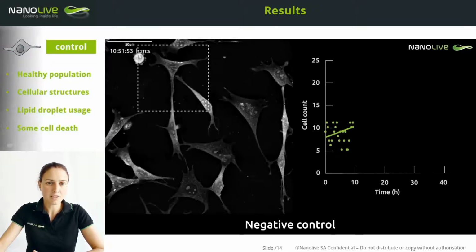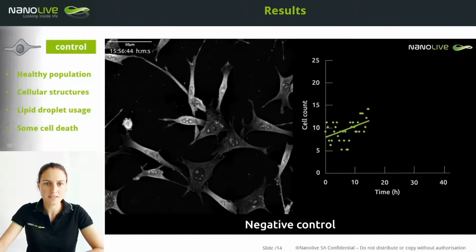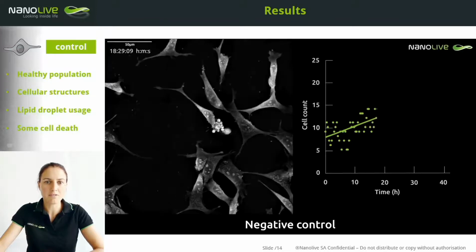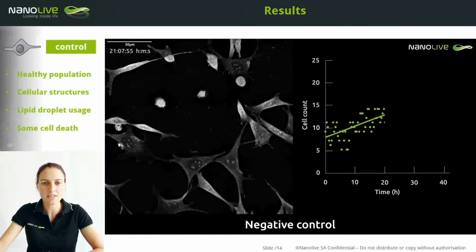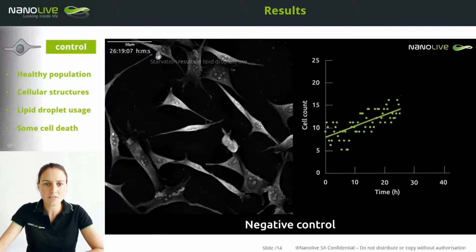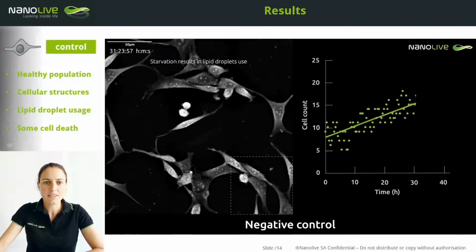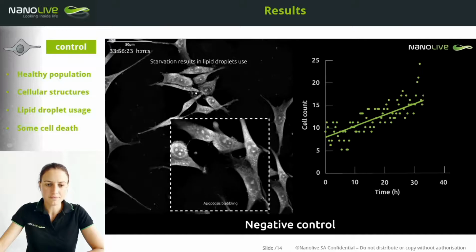As the experiment progresses, we see cells dividing and the cell population increase. Because the cells are in serum-free conditions, they are essentially starved, and so they resort to metabolizing their lipid droplet reserves, which are finished around the 30-hour mark. After this point, the cells begin to die.